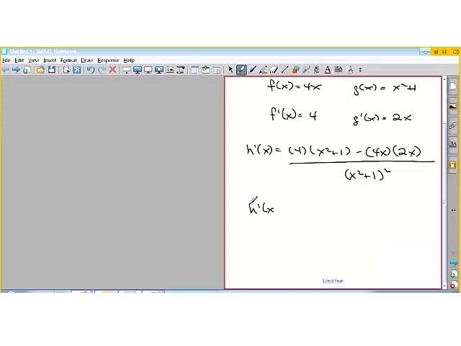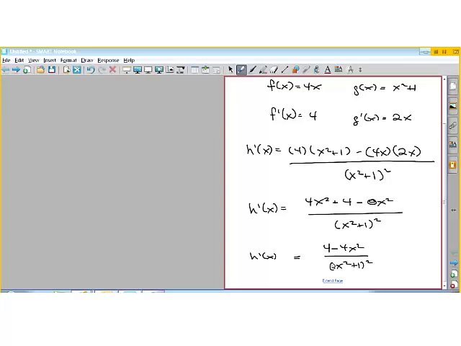So we need to simplify the numerator. So multiply everything out. 4 times x squared is 4x squared. 4 times 1 is 4. Minus 8 times x squared, all divided by x squared plus 1 squared. So we'll get 4 minus 4x squared, all divided by x squared plus 1 squared. Negative 8 plus 4 is negative 4.